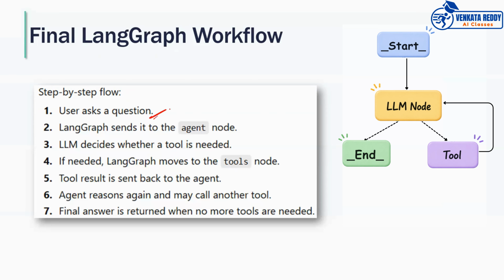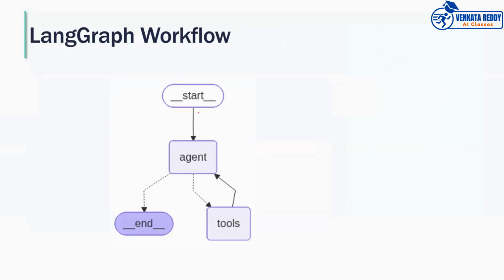So user asks a question, LangGraph sends it to agent node, LLM decides which tool is needed. If needed, the graph moves to tools node, tools results are sent back to agent. Agent reasons again whether it may need another tool call or not. If it requires the tool call, again it will go here. Otherwise, it will go to the end, and it will do it multiple times. Final answer is returned when there are no more tools needed. That is what will be done. So that is the idea. This is the overall architecture of the graph.